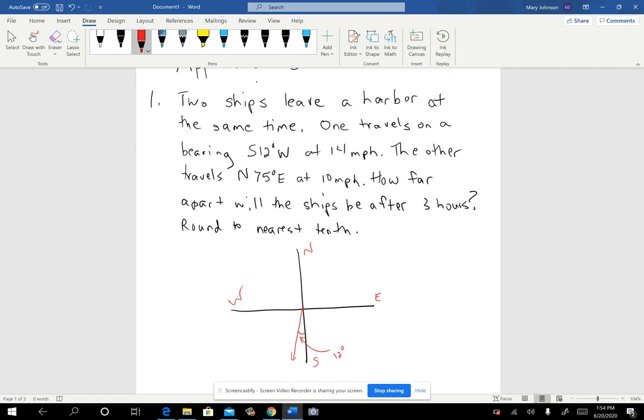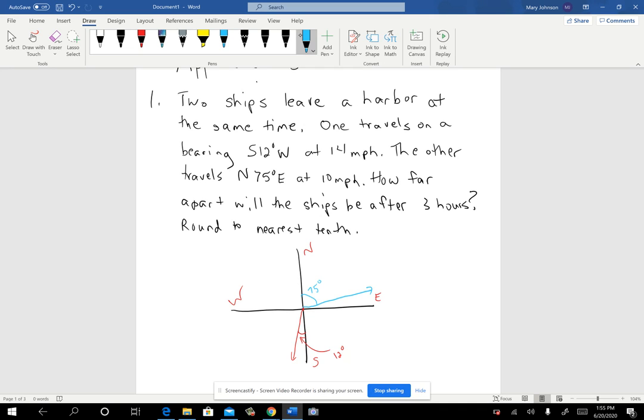All right, and then it says the other travels north 75 degrees east, and they travel at 10 miles per hour. So first, let me just get the direction they're going to be going. So we're going to head north from here, and we're going to veer 75 degrees east. So the angle is going to be pretty big. So this angle is going to be 75 degrees. Okay, so that's the other one.